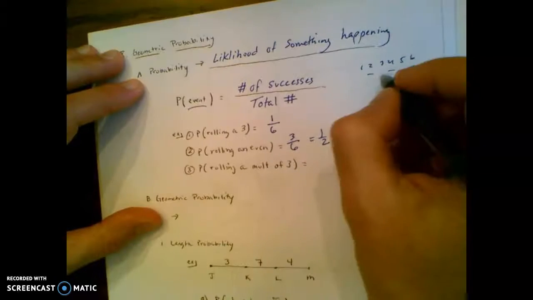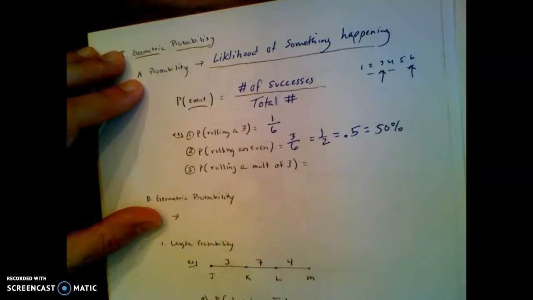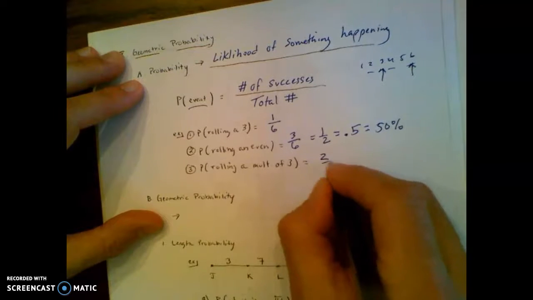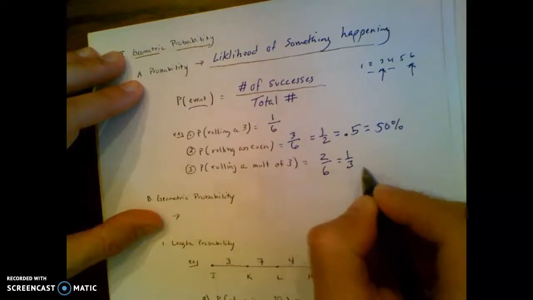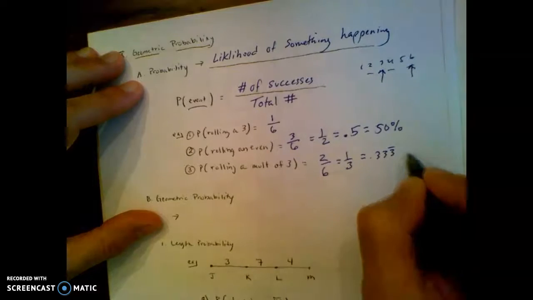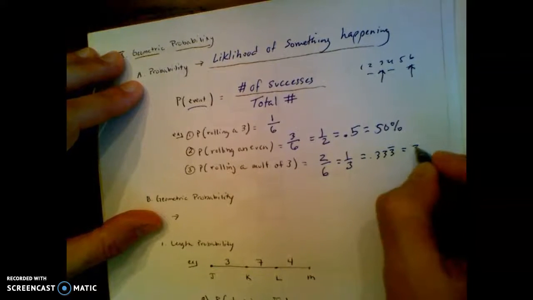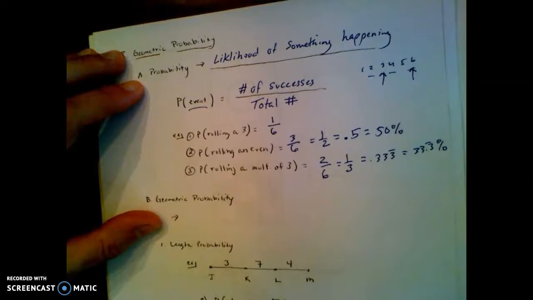Multiple of 3, let's see, 3 is a multiple of 3 because 3 times 1, and then 6 is 3 times 2. So there are 2 successful multiples of 3 out of 6 things that can happen, which is 1 over 3, which is 0.33, repeating, which is equal to 33.3%. So that's a review of probability.